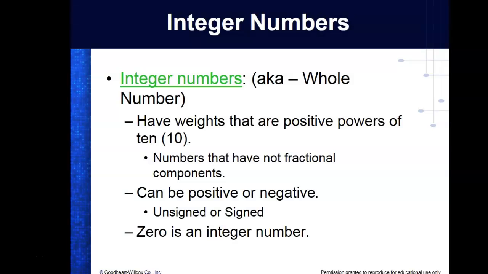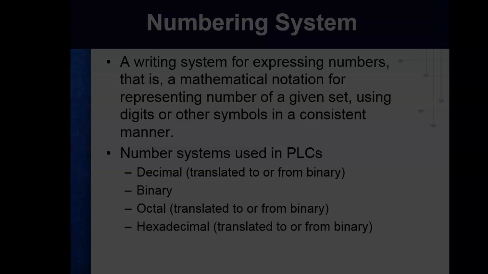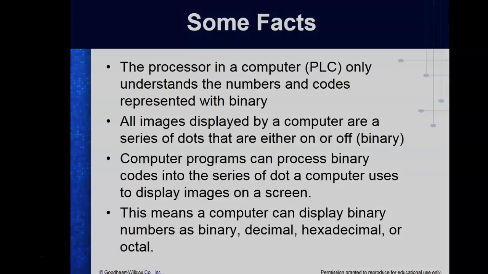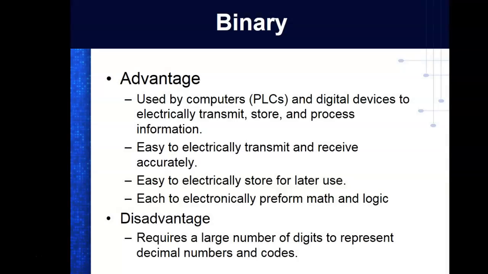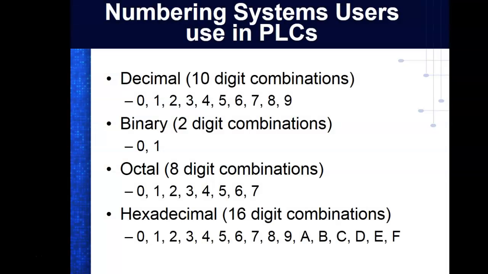So we have two types of integers. We have signed integers and we have unsigned integers, and we'll talk about that. And we'll need to understand a little bit about the binary number system to even understand that. So PLCs have basically four number systems that we deal with. The one we love is decimal.